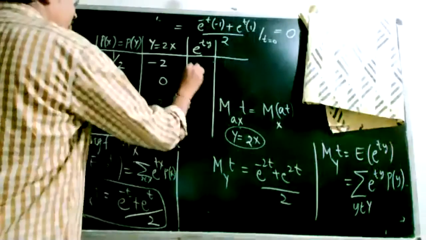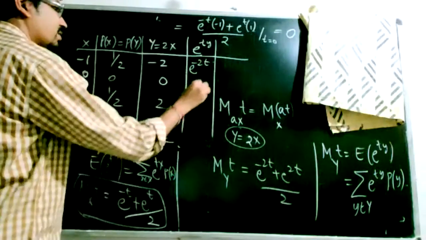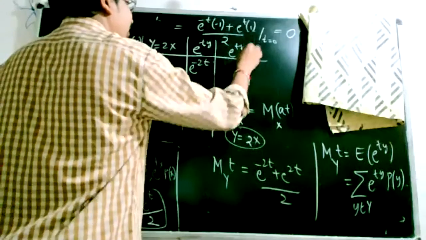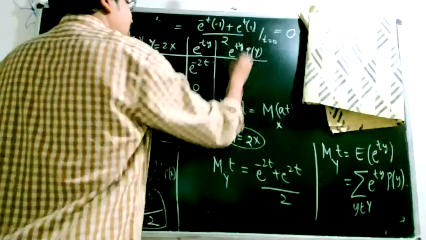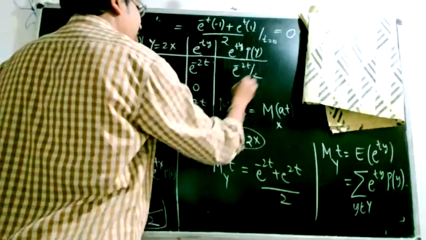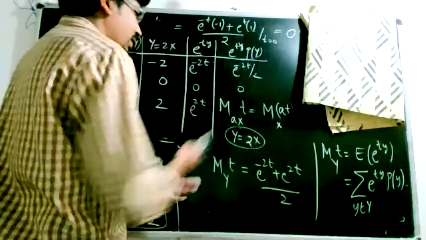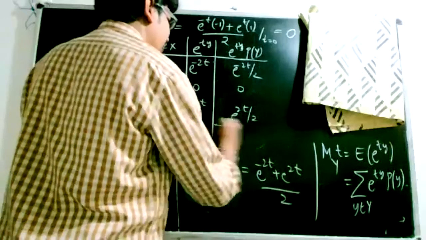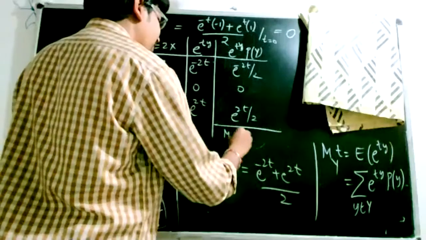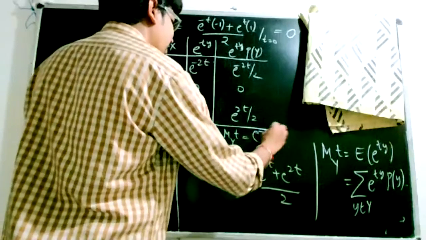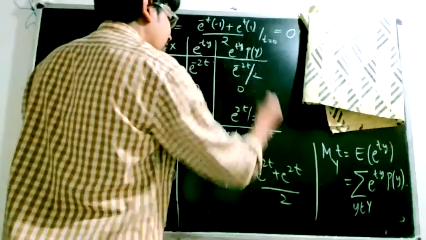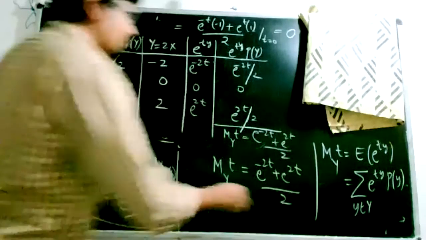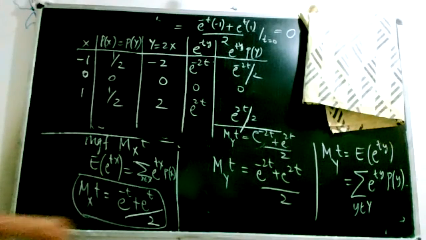So e power py now will be e power minus 2t, 0, e power 2t. And when you obtain e power py into py, you get e power minus 2t by 2, 0, and e power 2t by 2. So when you add it, you get your MGF is equal to e power minus 2t plus e power 2t divided by 2, which is same as this.